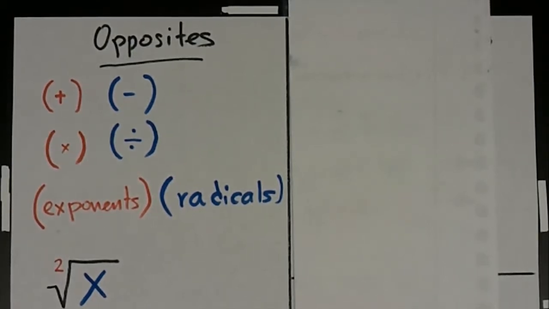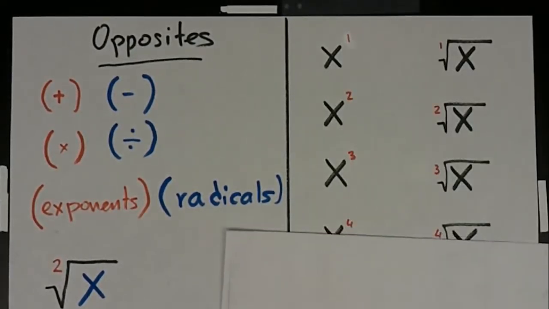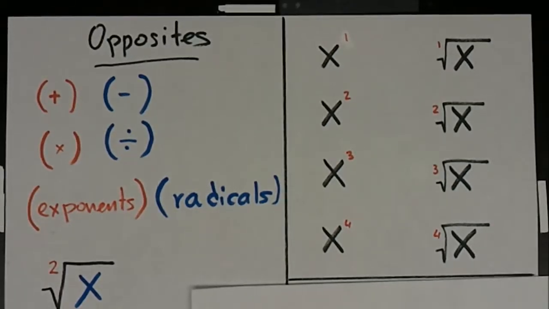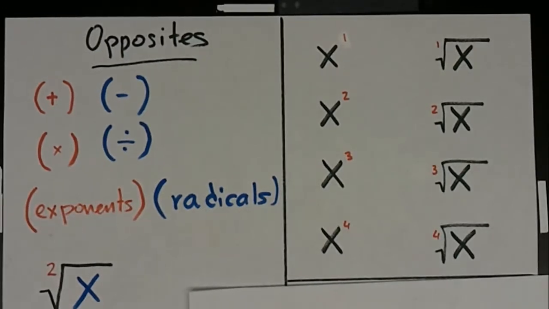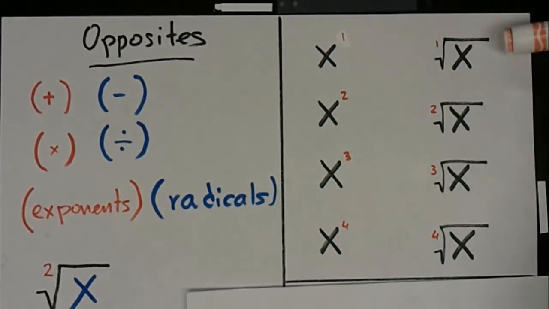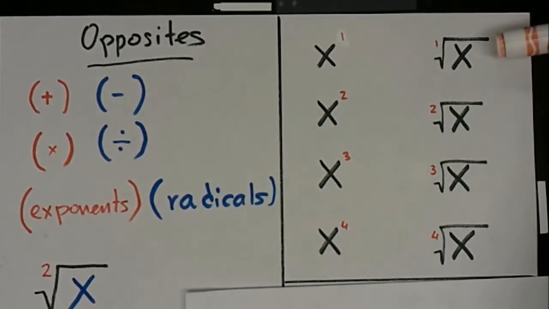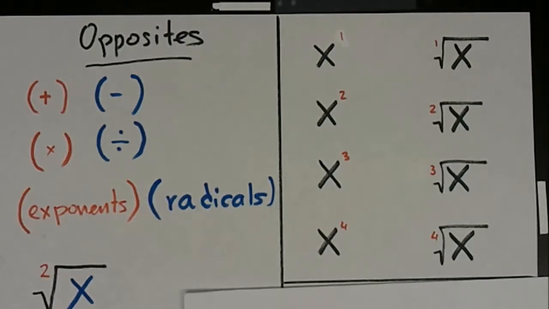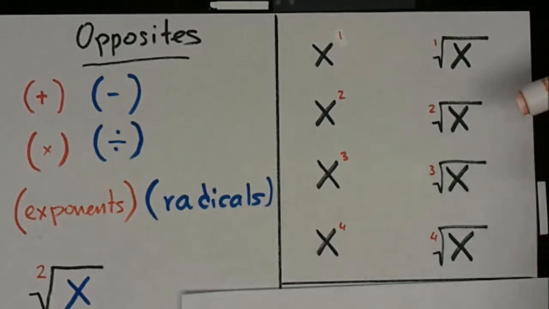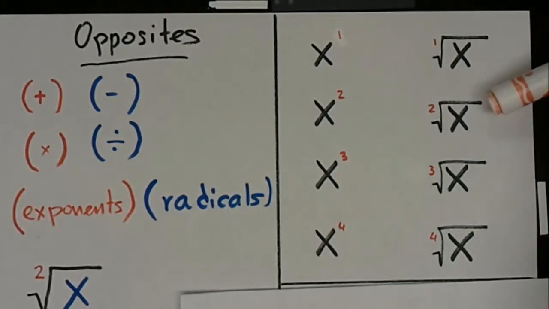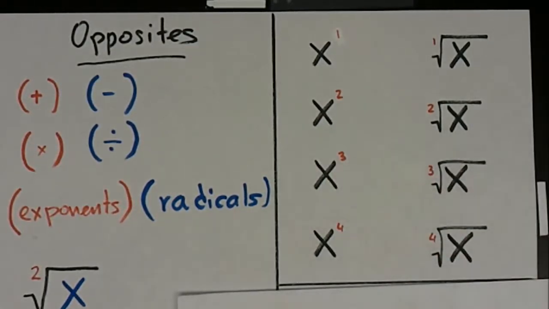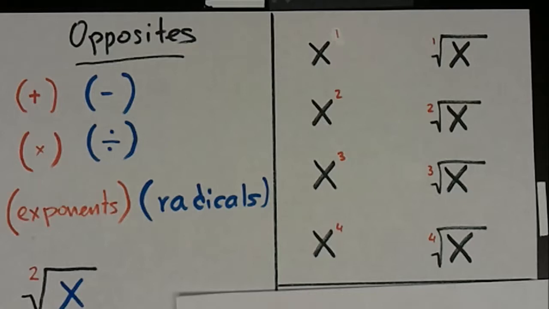Let's take a look at some examples here. So here I have lined up some opposites. X to the first power and a radical to the first power of x are opposites. They cancel each other out. An x to the second power and a radical of x to the second power cancel each other out. Same thing with 3 and 3. Same thing with 4 and 4.